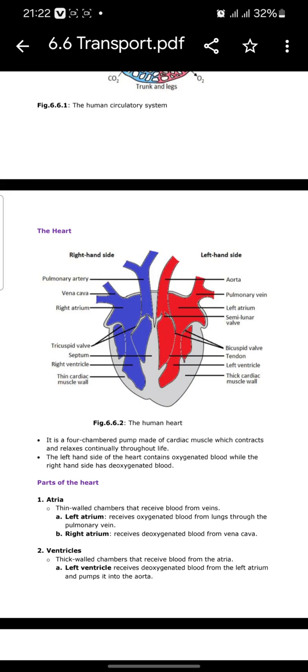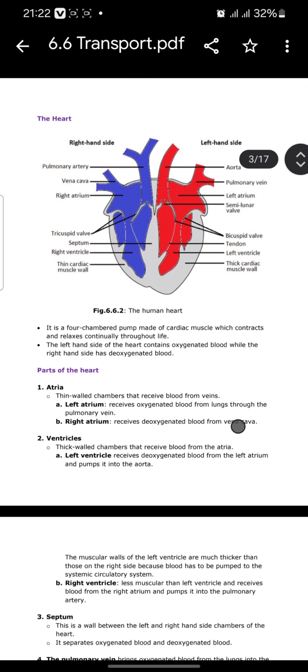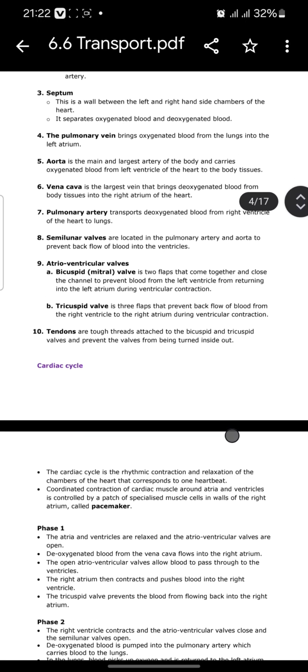So I've looked at its technical features, how it works, right? The left ventricle has a thick cardiac muscle wall to pump blood to reach all parts of the body. Then there is a septum to separate oxygenated and deoxygenated blood. There are valves to prevent the backflow of blood. So this is all about the heart, right?